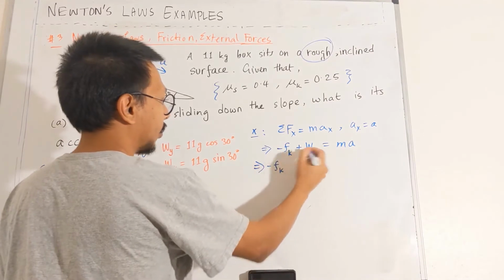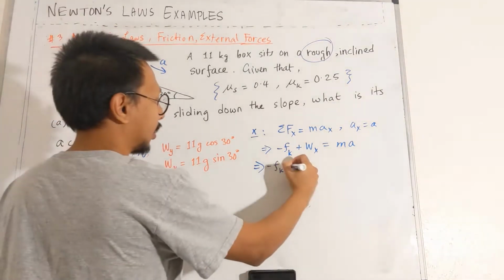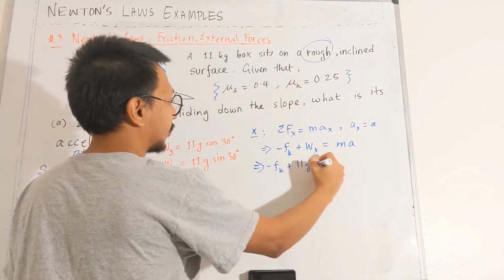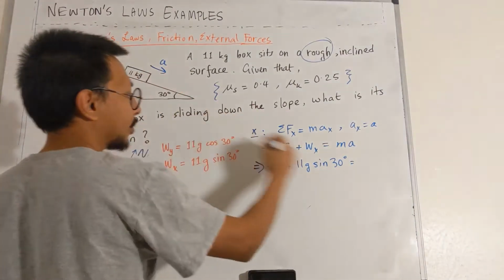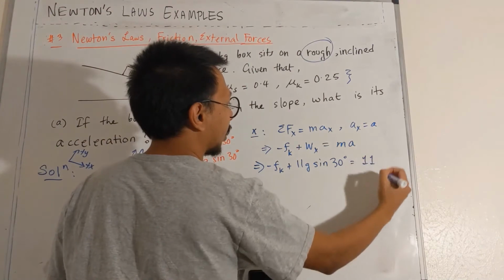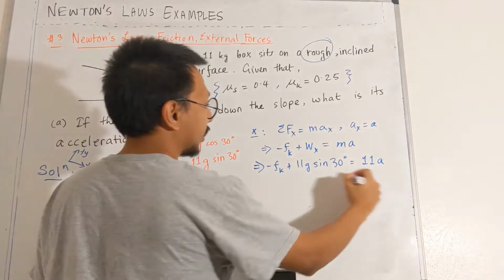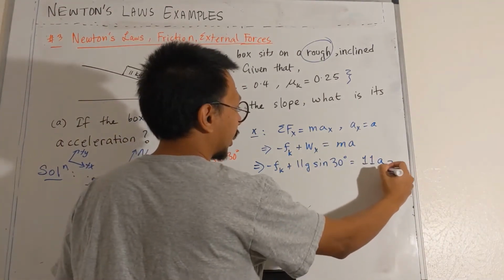Minus Fk. What is Wx? It is just 11 times g times sine 30. The mass is m, so let's replace m with 11 times a. Let's call this equation 1.